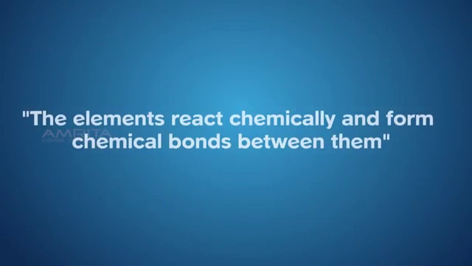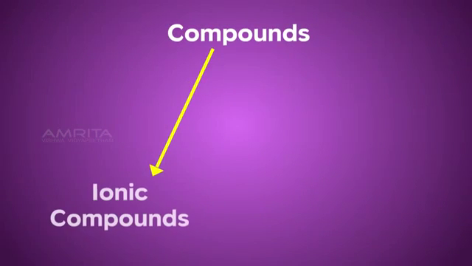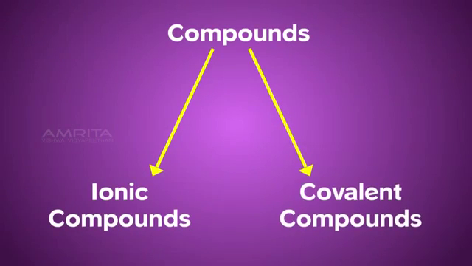The elements react chemically and form chemical bonds between them. Based on the nature of the bonds, compounds can be classified into ionic, molecular, or covalent compounds.